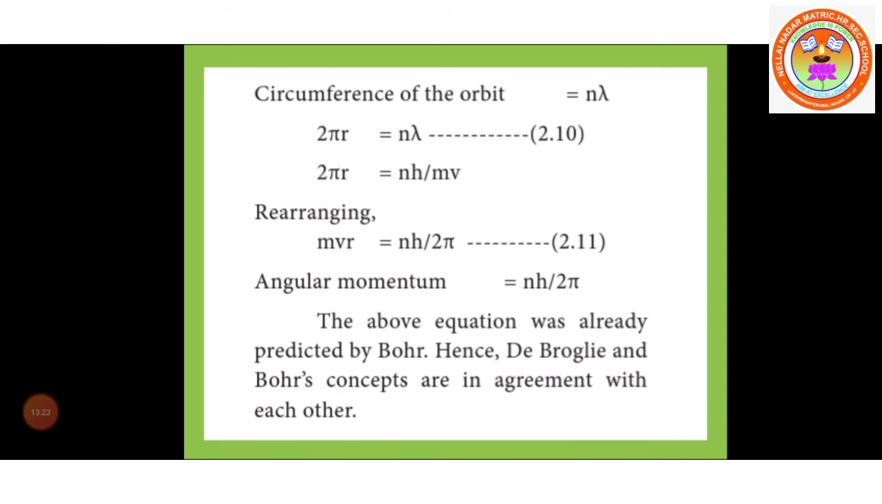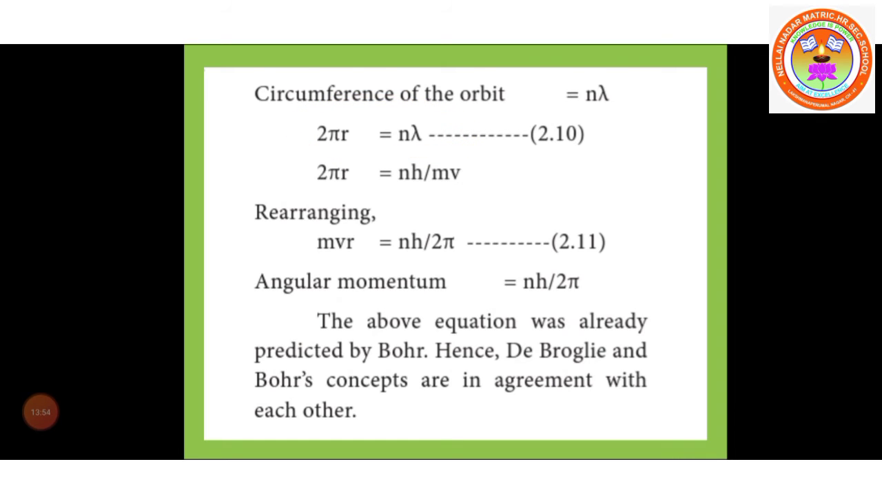So circumference of orbit is equal to n lambda. N is the number of waves. Lambda is the wavelength. So circumference of the orbit is equal to n lambda. What is the formula for circumference of the orbital? 2 pi r. 2 pi r is the circumference of the orbital. So 2 pi r is equal to n lambda.